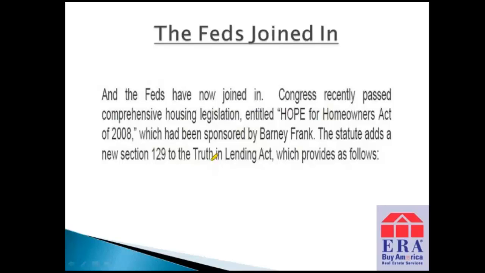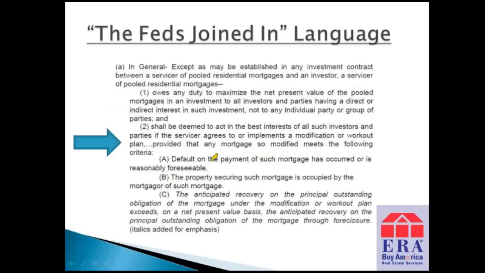So, like I said, Schwarzenegger wasn't the only one who instituted a civil code to that liking. The feds joined in just the same during the Hope for Homeowners Act. And you'll notice on this page, here's the language. Any investment contract between a servicer of pooled residential mortgages and an investor shall be deemed to act in the best interests of all such investors. So again, it's there.